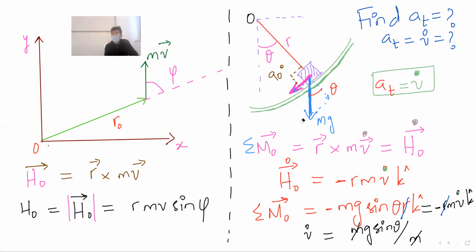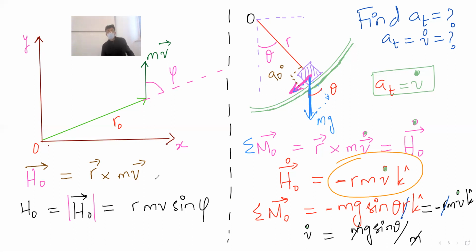And just a quick remark, can any student tell me how I wrote this? This is a trick question, by the way. How did I write r m v dot here, and why isn't there any sine of the angle?